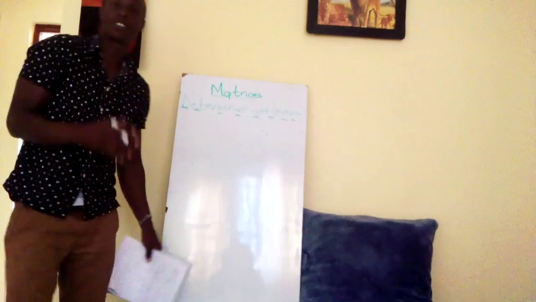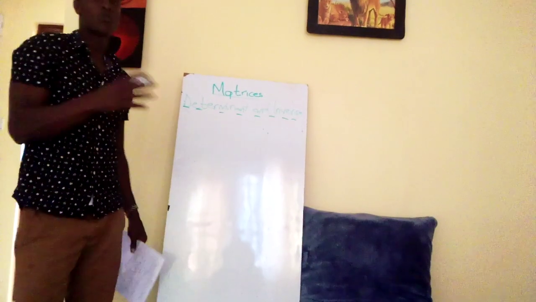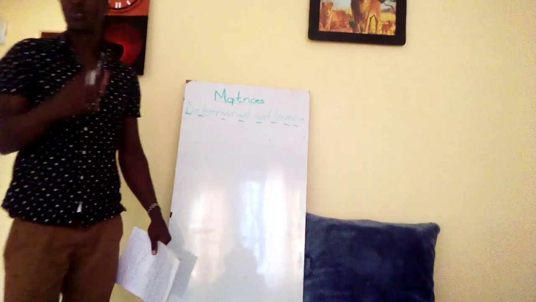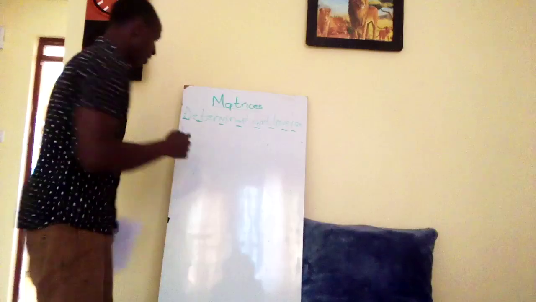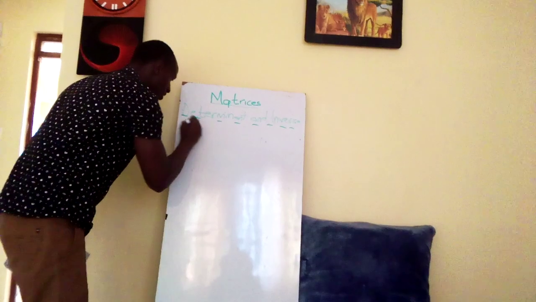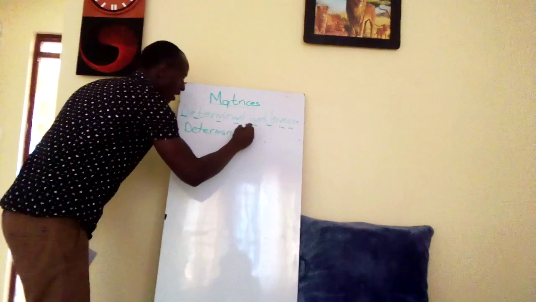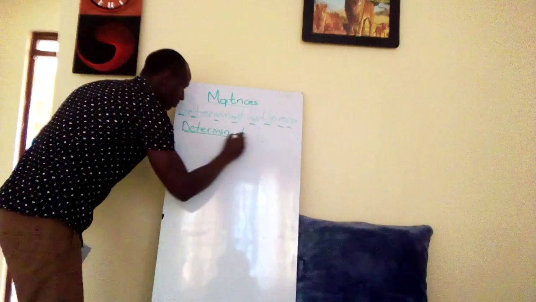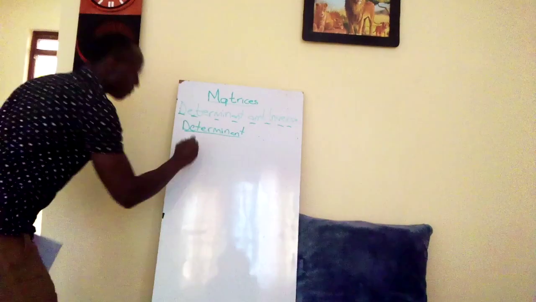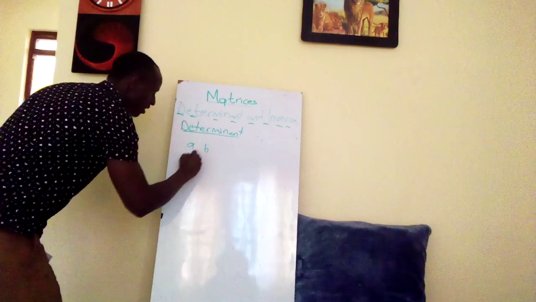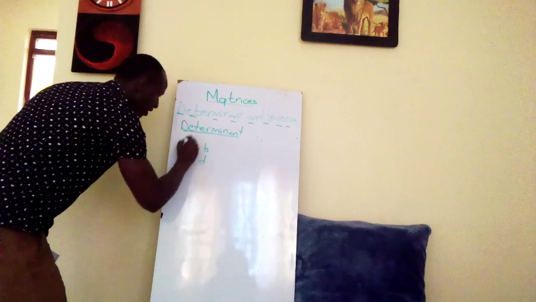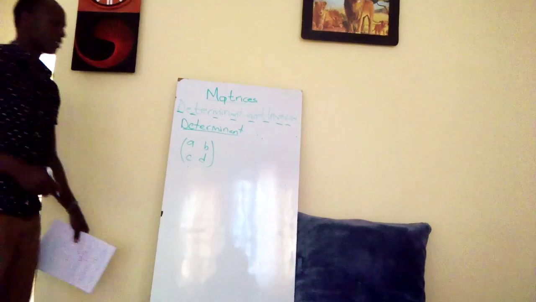We said matrix have orders. If we talk of 2 by 2, it means it has 2 rows and 2 columns. So an example, we'll start with determinant. And I'll take a matrix A, B, C, D. This is a 2 by 2 matrix.